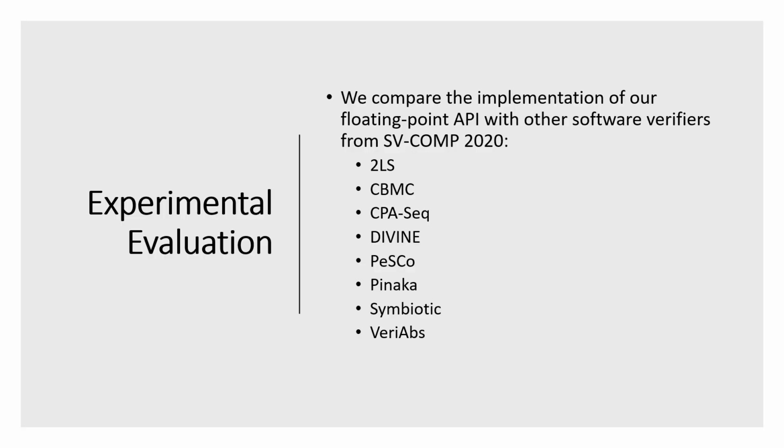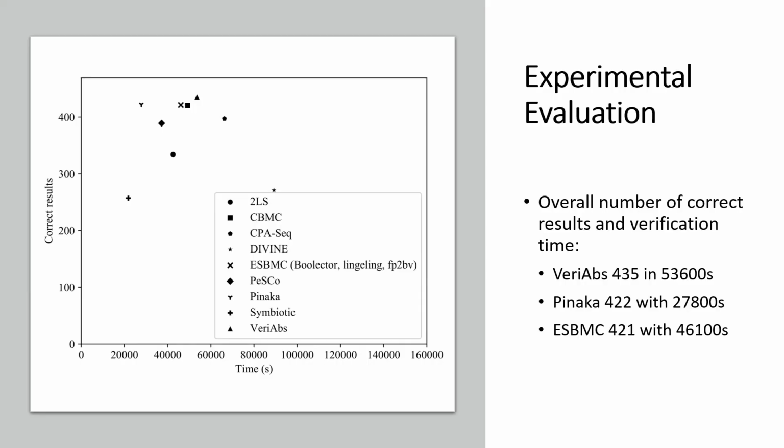Finally, we're going to compare our best approach, Boolector with FP2BV, against all the verifiers: 2LS, CBMC, CPA-Seq, DIVINE, PeSCo, Pinaka, Symbiotic, and VeriAbs. All these verifiers were part of the SV-COMP 2020 website, and we got the binaries and scripts to run the tools from the competition website. These are the tools' results. Overall, VeriAbs was the best one, solving 435 benchmarks, followed by Pinaka and ESBMC, using Boolector with Lingeling and our FP2BV API.